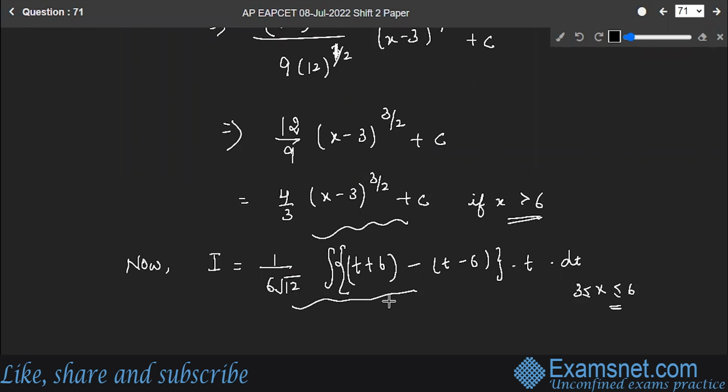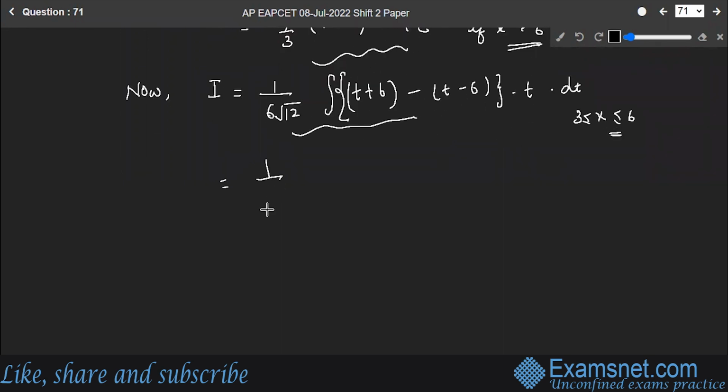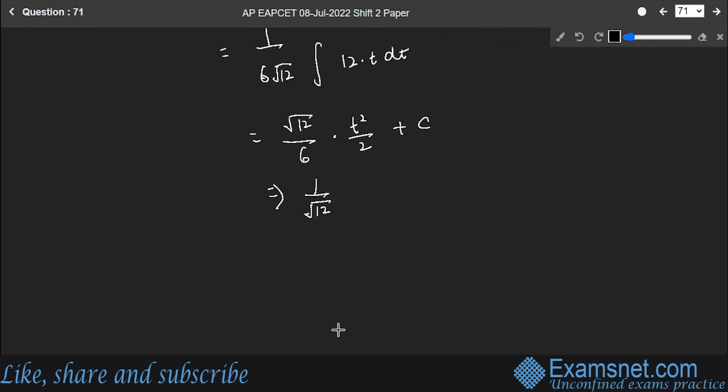Okay, so this is equal to 6 root 12 brackets. Now the t's will cancel and you will have 12 t dt. So simple as that. Now you will have root 12 upon 6 into t square upon 2 plus c. Correct? So you will have here, now this is 12 again. So I will have 1 by root 12 over in the denominator once again. And t square, t square is equal to 12x minus 36 plus, I'll keep it in c dash because earlier we took c.